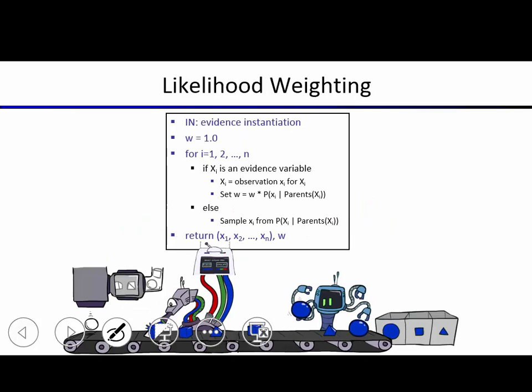So the full procedure spelled out is something like this. You start with a weight that's equal to 1. You cycle through all your variables. If it's an evidence variable, you just instantiate it to whatever the evidence value is, and then you multiply the weight by the probability of that instantiation given the parents of that variable, as instantiated in the current running sample. If it's not an evidence variable, you just sample it from the conditional given its parents. And then when you're done cycling through all variables, you return the instantiation as well as the weight associated with that instantiation.